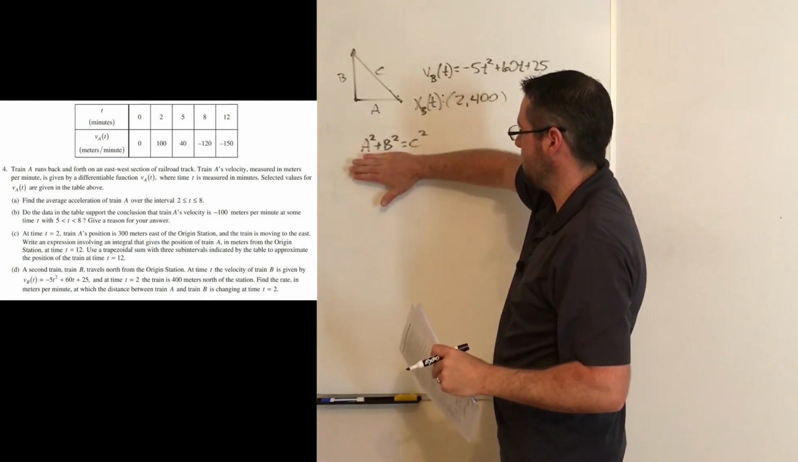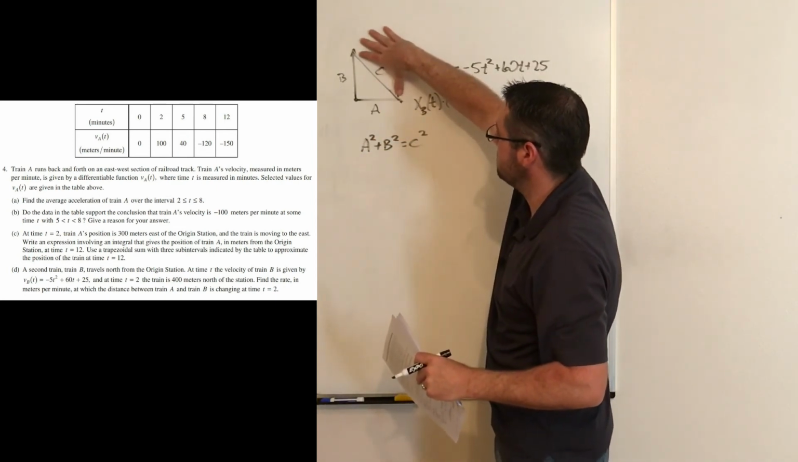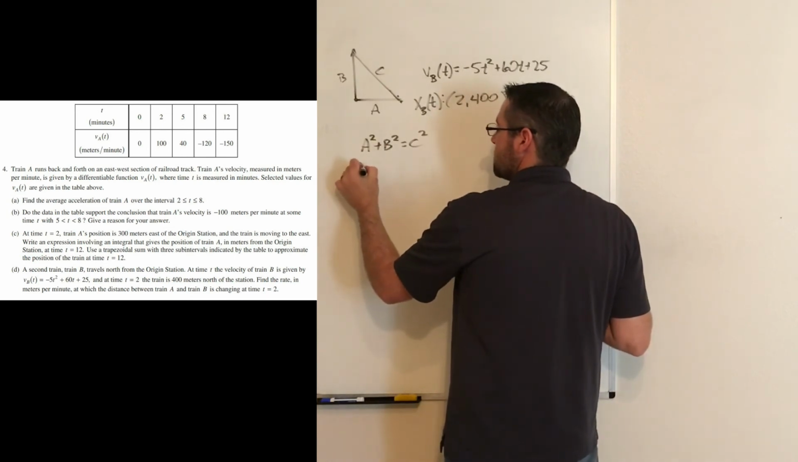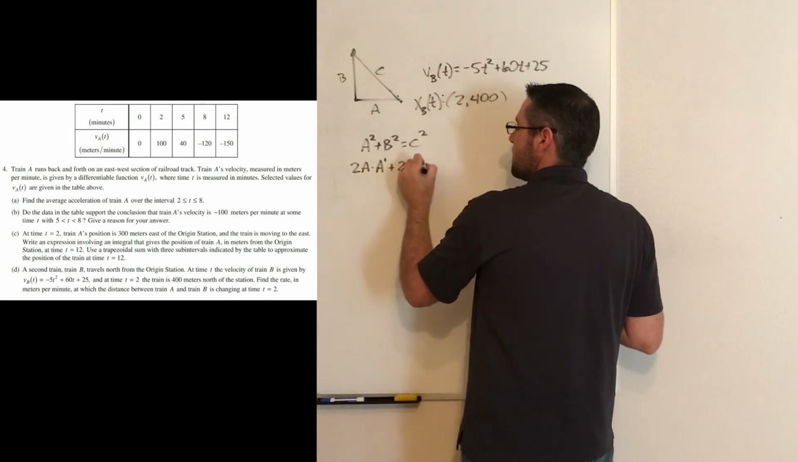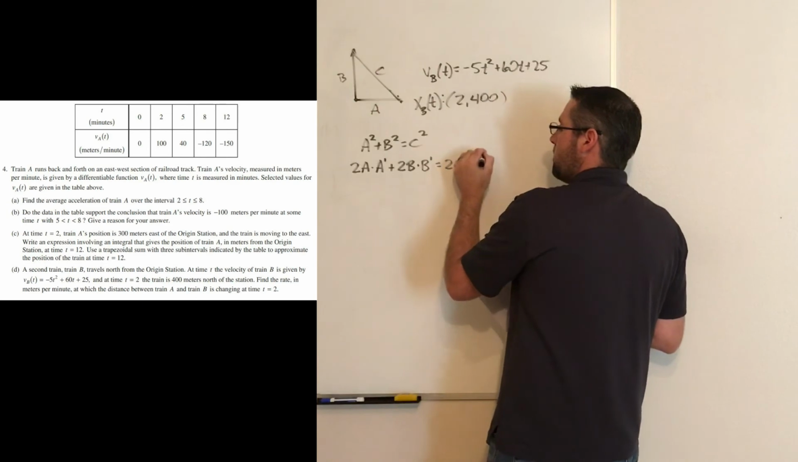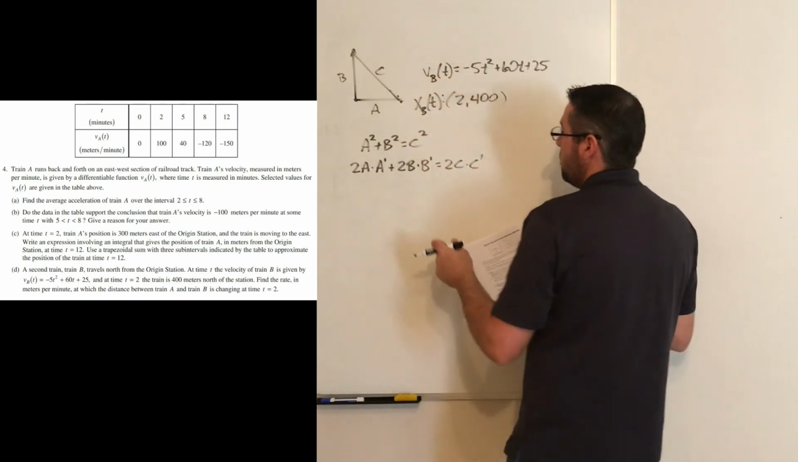Now we can take the derivative with respect to time to figure out the rate at which this is changing. So we take the derivative of this, again, with respect to time. So that's 2a times a prime plus 2b times b prime equals 2c times c prime. And then from here we can just plug in some values that we know.